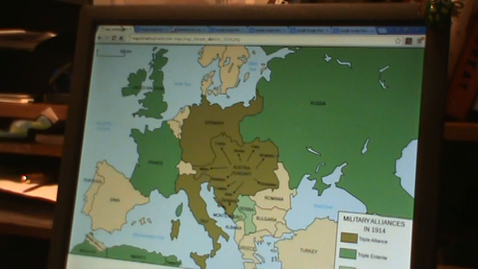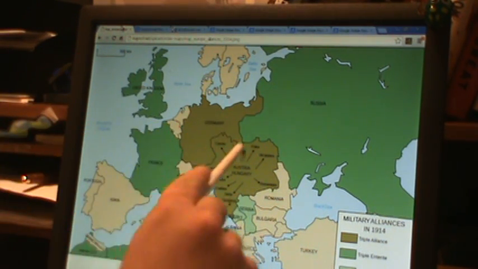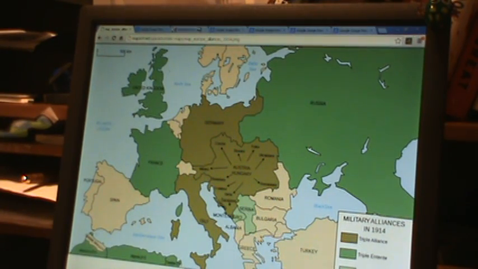We see on the screen a map of Europe. And this map of Europe is divided into several different colors. The two sides in World War I were known as the Triple Entente and the Triple Alliance. Let's start with the central country in all of this, the Empire of Germany. And here's the Empire of Germany.